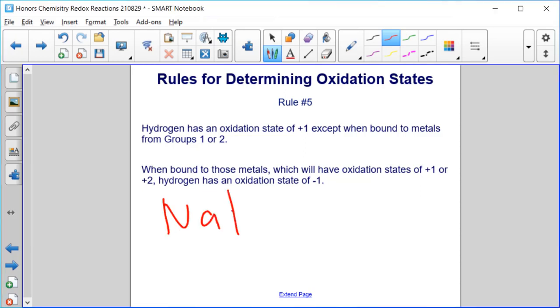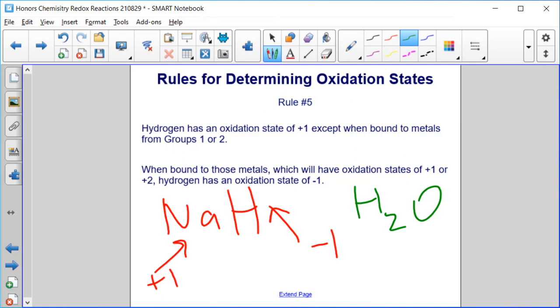If I have sodium and hydrogen, we saw back in an earlier rule that those group 1 and 2 metals are always +1 or +2, which means in this case hydrogen has to be -1 because the overall oxidation states have to add to 0. Okay? If hydrogen is not bonded to a group 1 or a group 2 metal, so as an example H2O, then the oxidation state here is +1 for each of those 2 hydrogens.